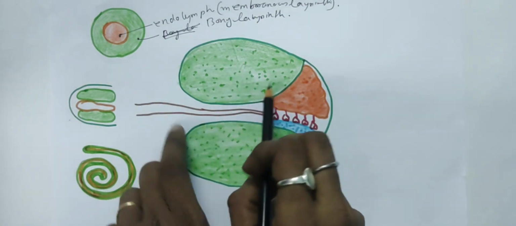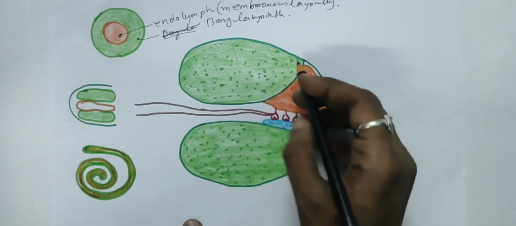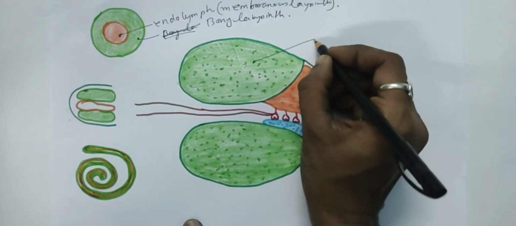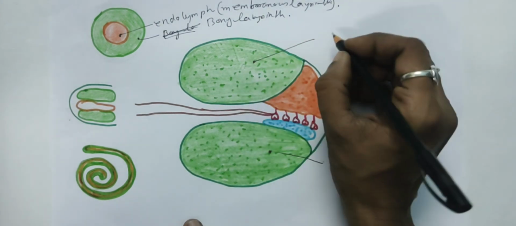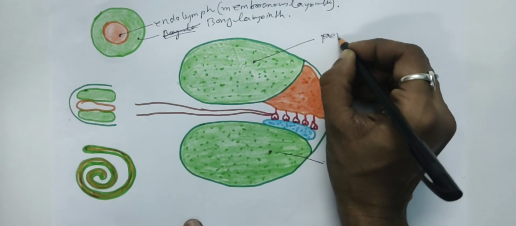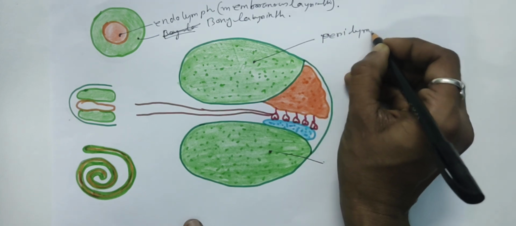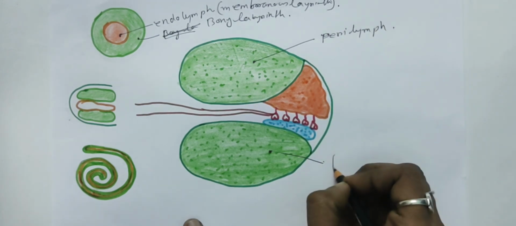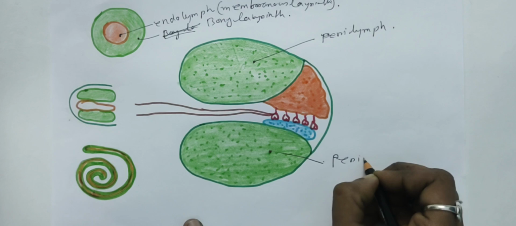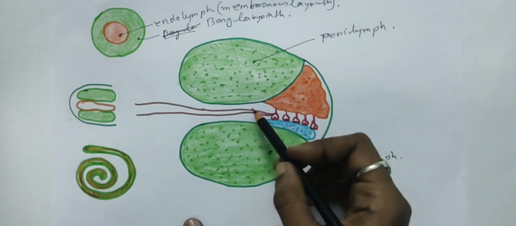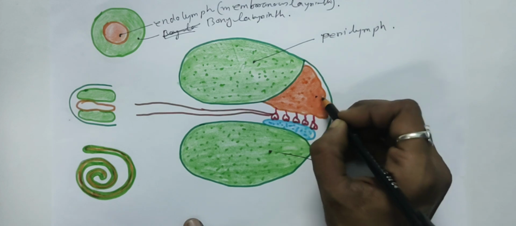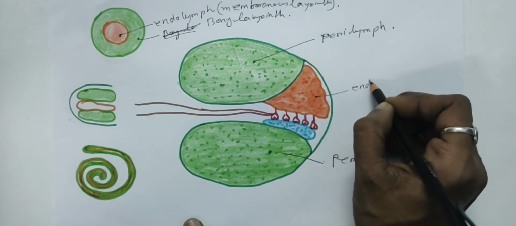The outer part is filled with the liquid. It's called the perilymph. This outer part outside is called the perilymph. And in the middle there is an endolymph.